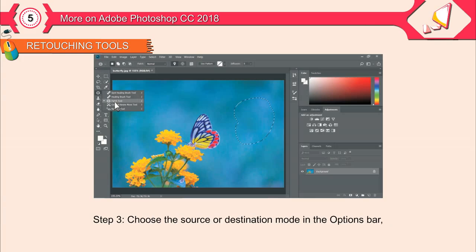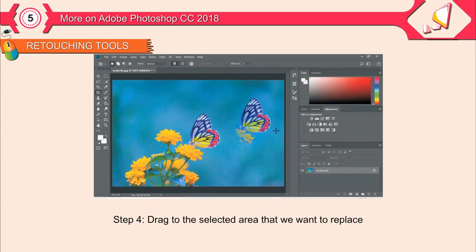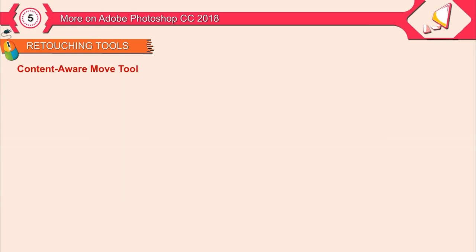Step 3. Choose the source or destination mode in the options bar. After choosing it, we can find a preview of an image while dragging. Step 4. Drag to the selected area that we want to replace or correct with the destination area or pattern. Step 5. Drag and drop the selection onto the repair source area. The originally selected area is patched with the repaired source area.